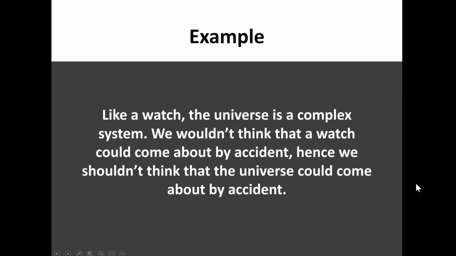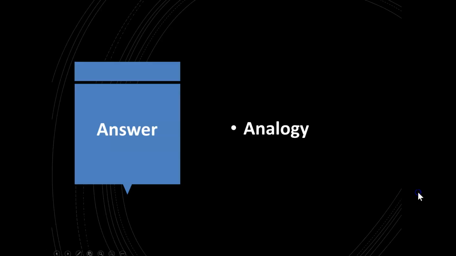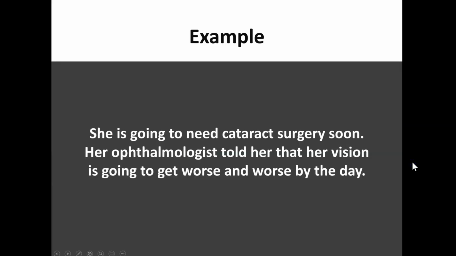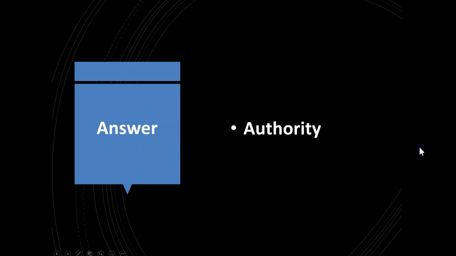Like a watch, the universe is a complex system. We wouldn't think that a watch could come about by accident. Hence, we shouldn't think that the universe could come about by accident. Answer: analogy. She can never get to sleep at night. Perhaps it's the 8 Red Bulls she drinks during the day. Answer: that was a causal argument. She's going to need cataract surgery soon. Her ophthalmologist told her that her vision is going to get worse and worse by the day. Answer: authority, argument by authority.